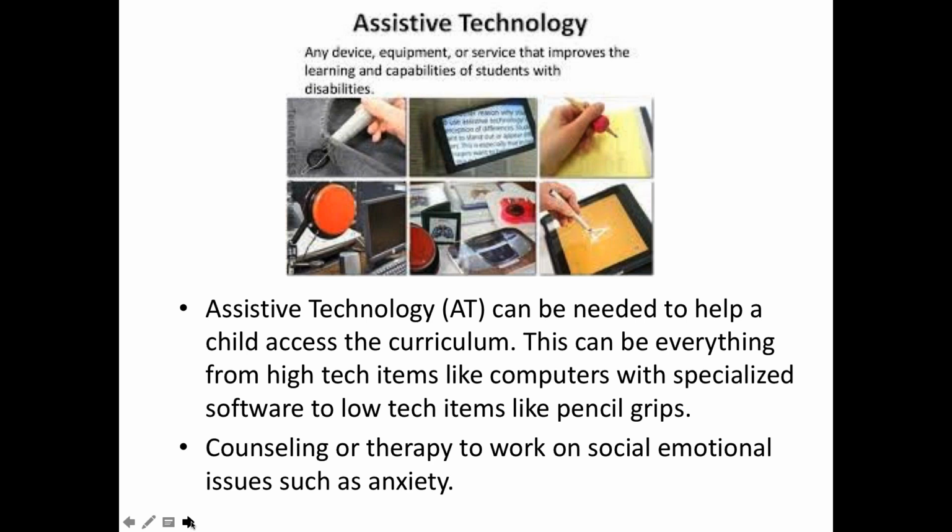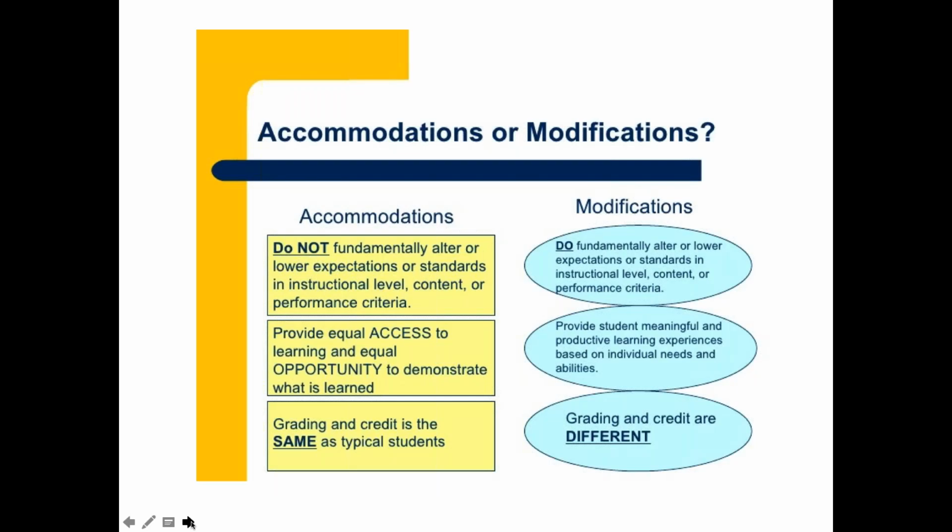Counseling or therapy is another example, to work on social-emotional issues like anxiety. This is another example of the kinds of things that can be in services and supports for a kid.